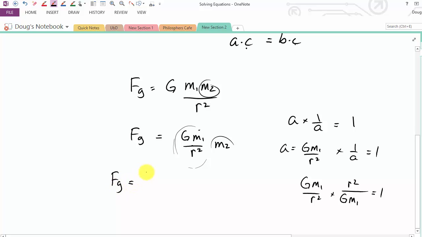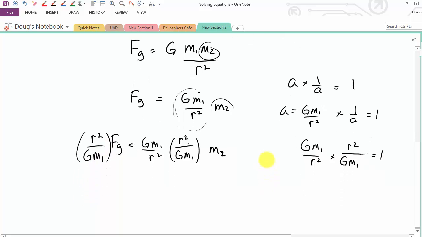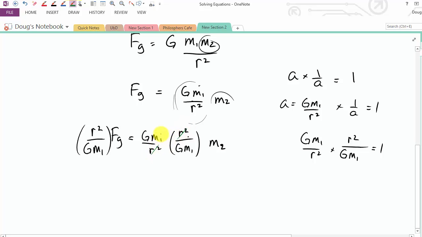So Fg equals G m1 over r squared times r squared over G m1 times m2. Now, coming back to the property of equivalence, if I multiply some side of an equation by C, in this case this guy, I have to do the same to this side. So I'm going to multiply this side by r squared over G m1. So we can see those actually do cancel out, and I'm left with r squared Fg over big G m1 equals m2. There you go. That's one example.